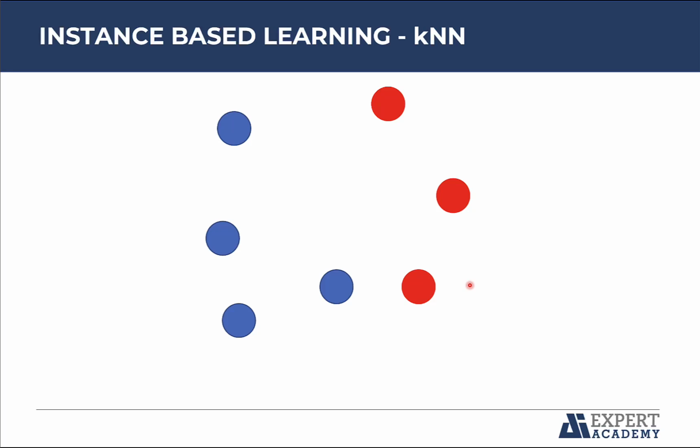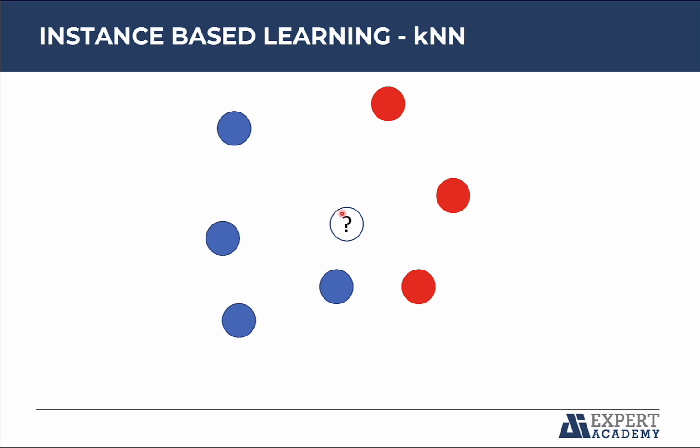Hello and welcome to this lecture, where you are going to understand a brief introduction to another type of algorithm, which is instance-based learning, and the name of the algorithm is KNN. That means k-nearest neighbors. Let's suppose that there are 4 blue points and 3 red points. And we have this other point here, and we need to classify if it belongs to the blue category or if it belongs to the red category.